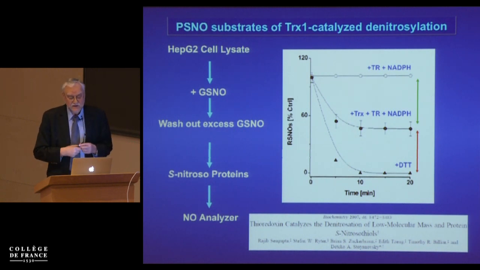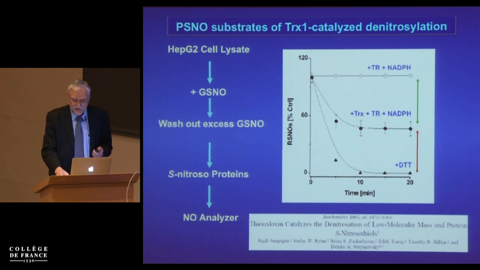And recently we have also shown that glutaredoxin can do the same thing, because glutathione by itself takes care of some of the nitrosylated SNO groups in proteins. So this is a little overview, and I'm done now.